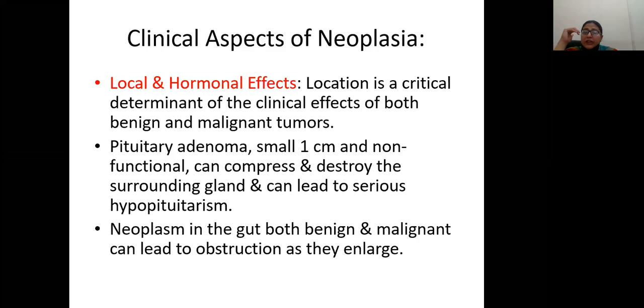Location beta is a critical determinant of the clinical effect of both benign and the malignant tumor. Okay, we cannot say that a benign tumor will always do this, and we cannot say that a malignant tumor will always do this. It depends upon the location. As for example, beta, the pituitary adenoma, as the name indicates, OMA, it is basically a benign tumor. Pituitary adenoma is a small 1 centimeter non-functional tumor which can compress and destroy the surrounding gland and can lead to serious hypopituitarism. Although it is benign, it can cause serious hypopituitarism because it depends upon the location.